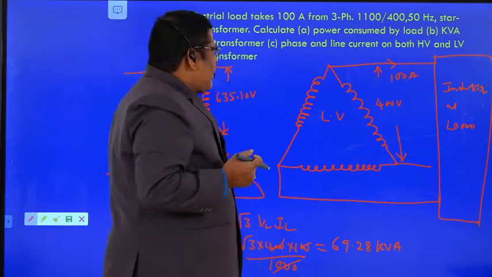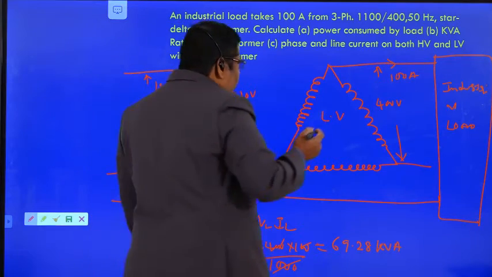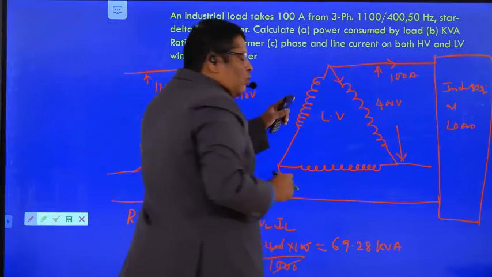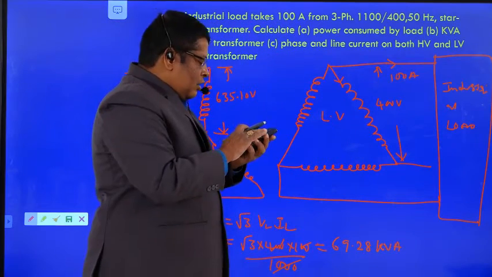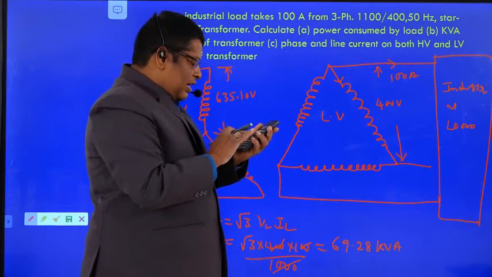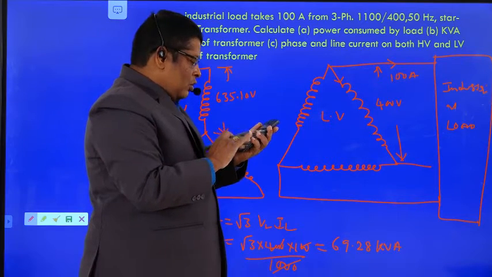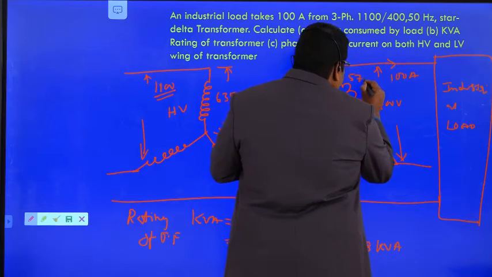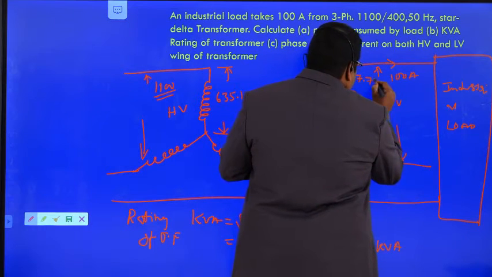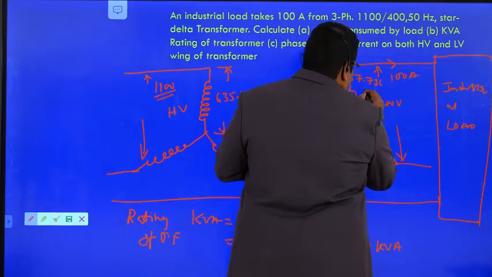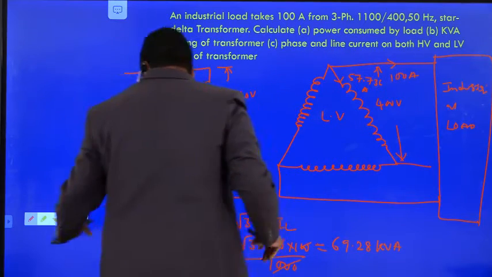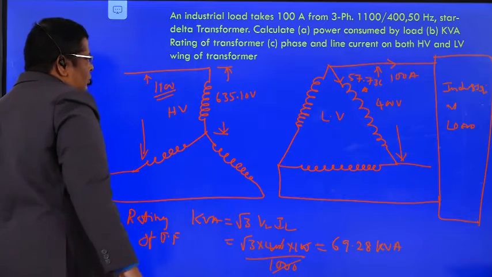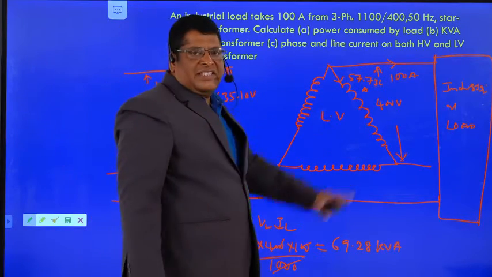Now we come to the secondary. Come to current. This is the line current. Since the secondary is connected in delta, the phase current is equal to 100 divided by 1.732. So the phase current is equal to 57.736 amperes. This is the per phase current on the secondary side.